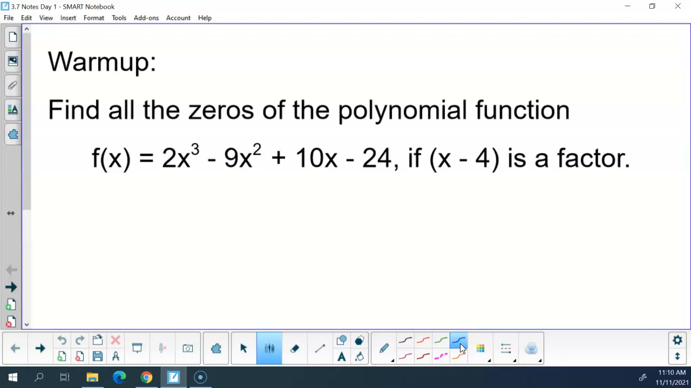So x minus 4 is a factor. What does that mean? Just something goes on the 4. So x equals 4. What does that mean? We've talked about this. What's a 0? If x minus 4 is a factor, what's a 0? 4 is a 0.